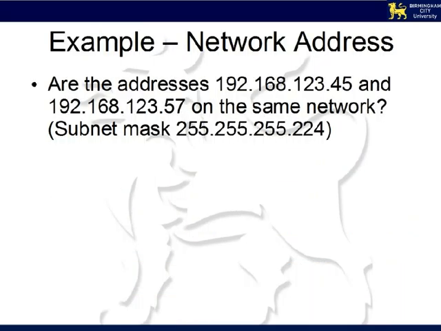Let's run through an example of this. Here we have two IP addresses, 192.168.123.45 and 192.168.123.57. The question is, are they on the same network?